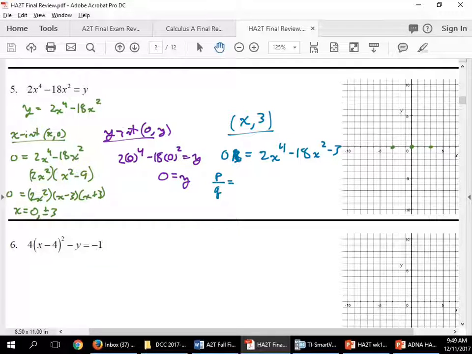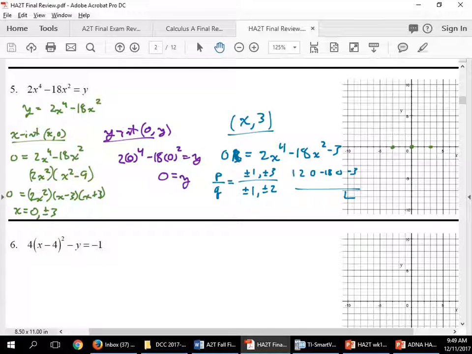All right, so possible rational zeros: we take all the factors of the last one, which is plus or minus 1 and plus or minus 3, and then we divide that by all the factors of the first one, which is plus or minus 1 and plus or minus 2. So that means we have a lot of different possible rational zeros. Now it's synthetic division time. So we got 2, 0, negative 18, 0, and negative 3.